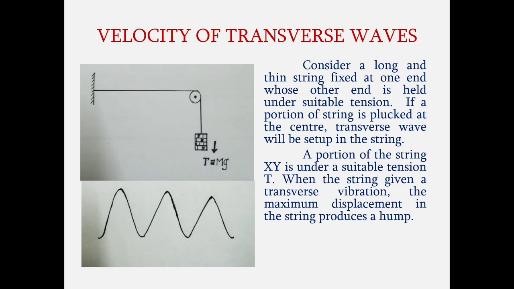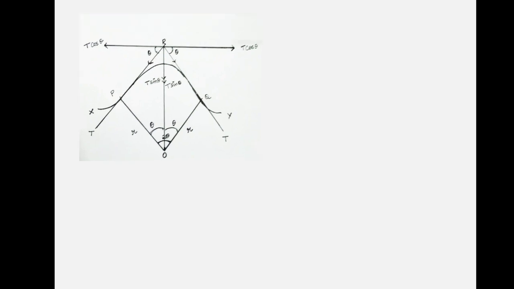For our treatment, let us consider a portion of the string XY which is under a suitable tension, that is, held by a tension of T at both the ends. When the string is given a vibration, it produces a maximum displacement, and this maximum displacement in the string produces a hump. Let us take V to be the velocity of the transverse wave produced in the string. Okay, look at the diagram.